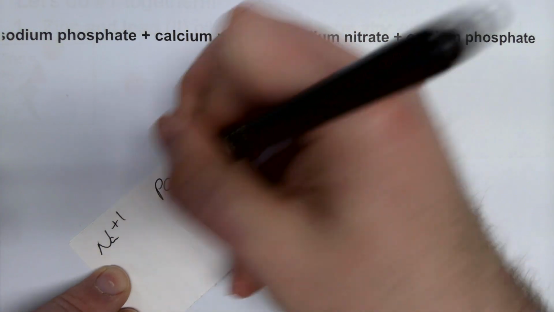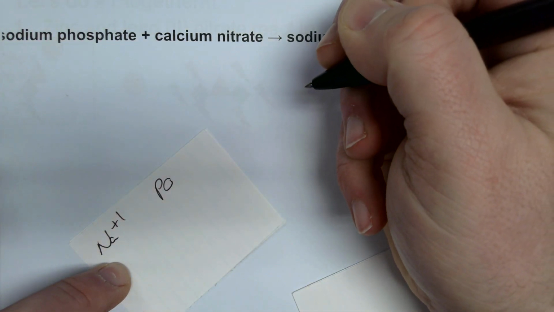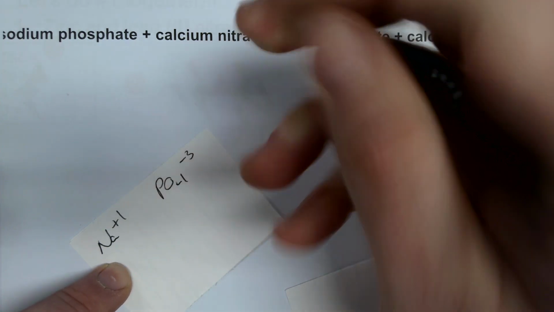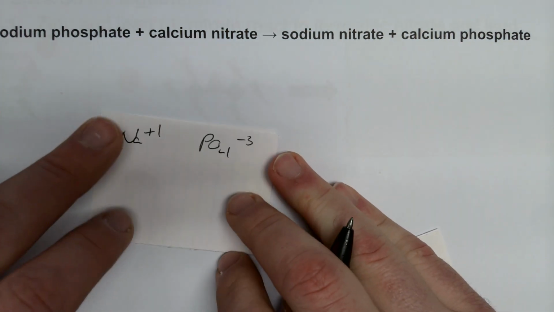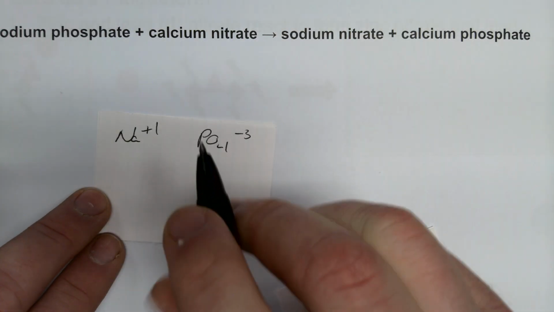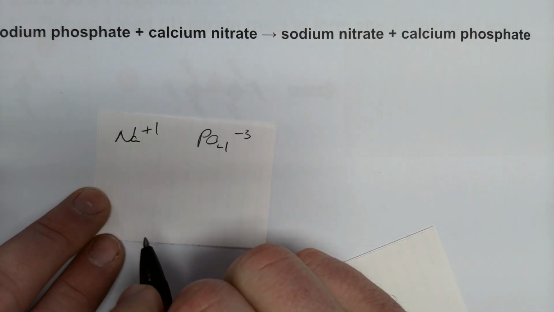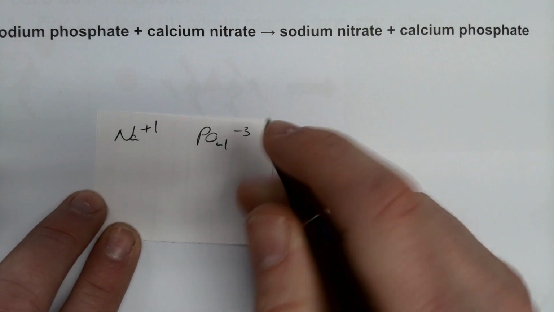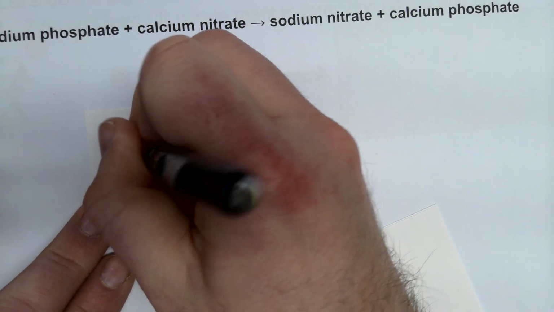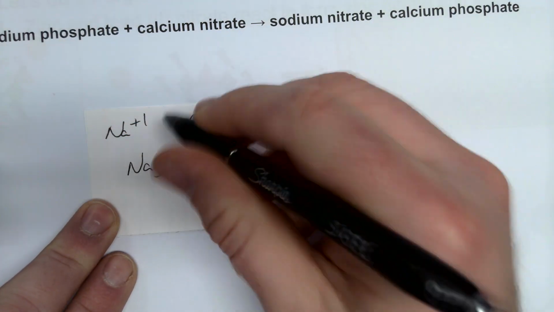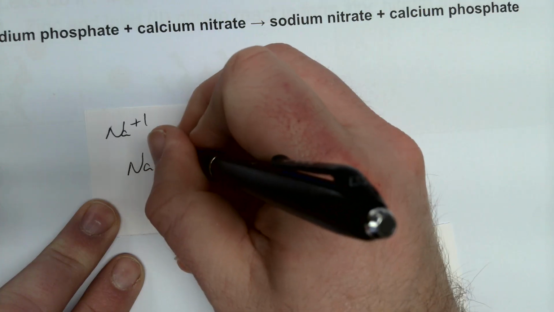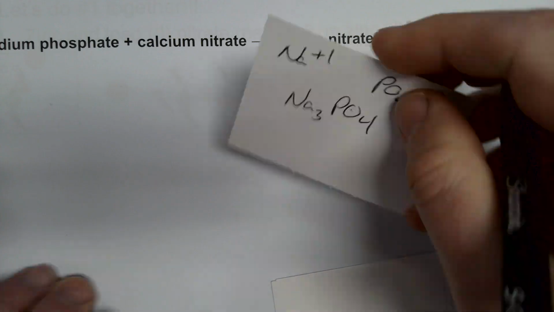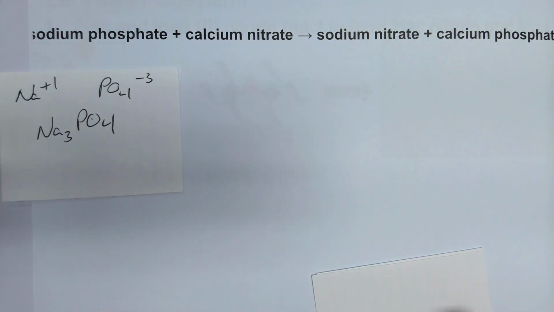Phosphate, is that PO3 or PO4? PO4 with a -3 charge. So, do my charges cancel each other out? No. What do I need to add more of? I need some more sodium, right? Na3, I need 3 of them. PO4. So, there is my sodium phosphate.